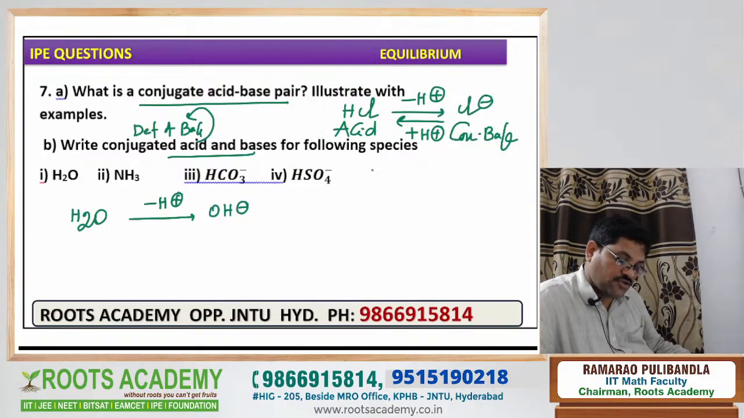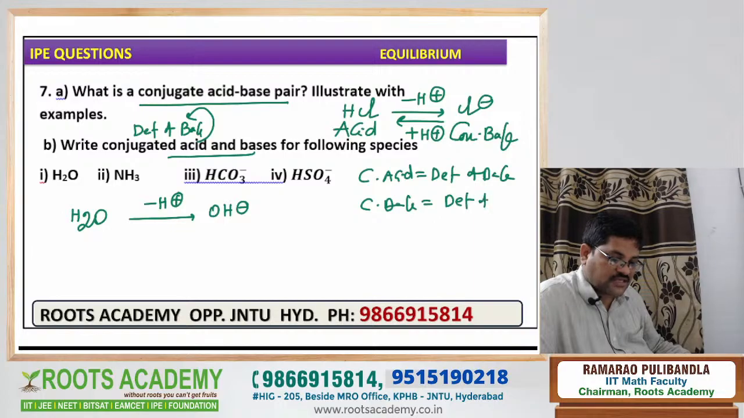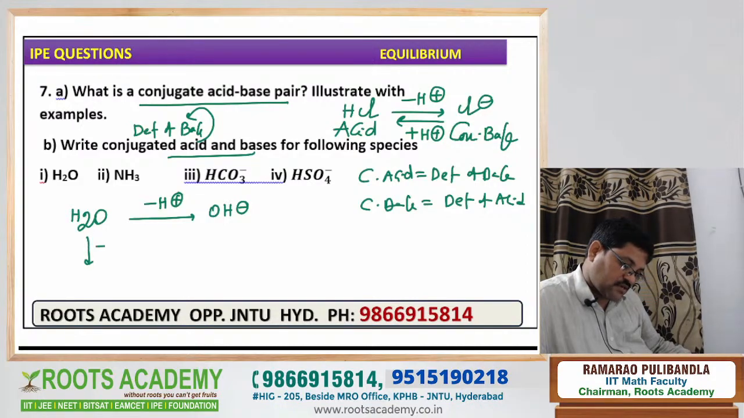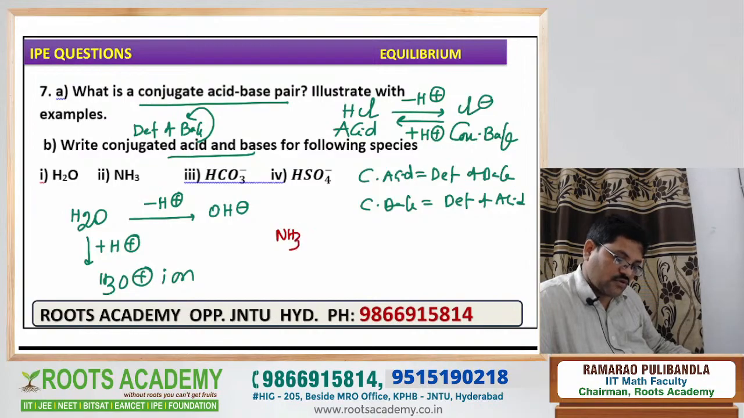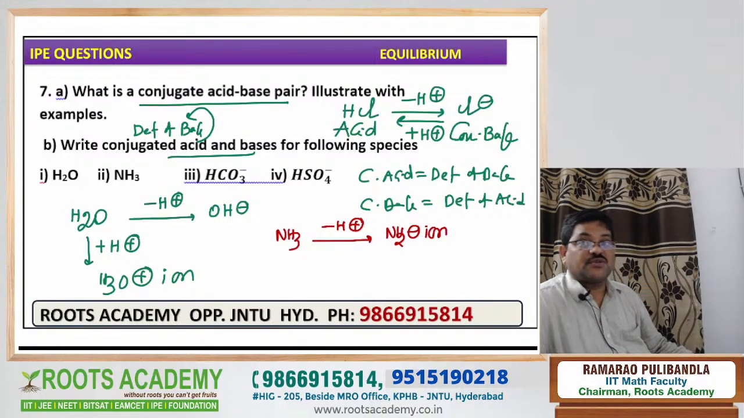See, Nana? For the conjugate acid, we remember the definition of the base. It is simple logic. For the conjugate base, you remember the definition of the acid. Right? What is the definition of acid? For H2O, acid means H plus ion acceptor, and it forms H3O plus ion. Now come to ammonia. With respect to ammonia, what is the conjugate acid? Definition of the base: loss of H plus ion, and you get NH2 minus. Understood what I am saying?